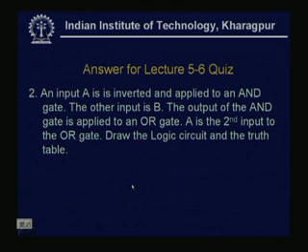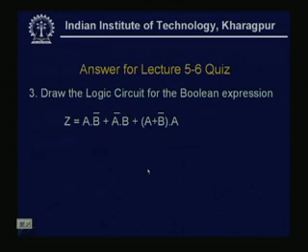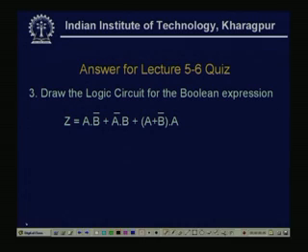Now, our third question was: draw the logic circuit for the Boolean expression Z equal to A B bar plus A bar B plus A plus B bar dot A. Now, if we draw the circuit, then what will be the thing?